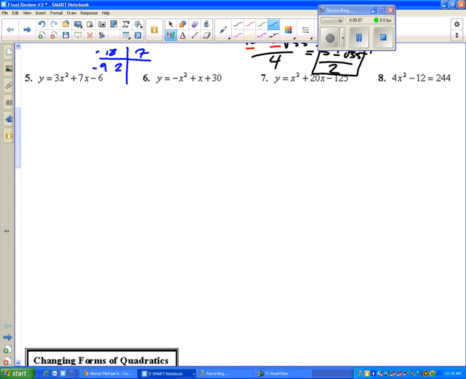And I want a positive 9 and a negative 2 to get a positive 7. So then I'm going to go 3x over 9, 3x over negative 2. 3x over 9 is x over 3. So this is x plus 3 times 3x minus 2.